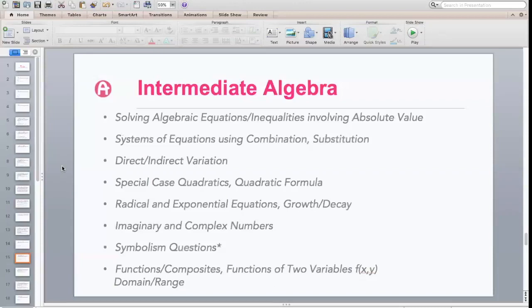And then you have to be comfortable with functions and the composition of them, so f of g of x and things of that sort, as well as functions of two variables, which is rarely seen on the SATs. So f of x, y: they'll give you 2 points that you need to plug in, and then they'll ask for the domain and range of all of those types of functions.